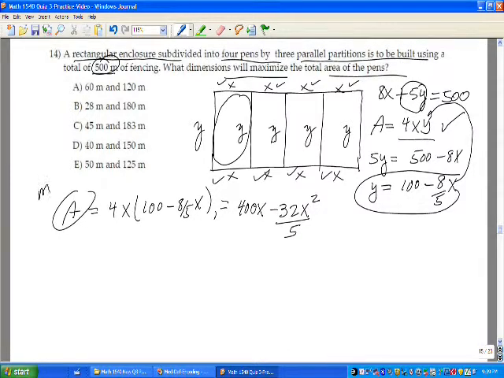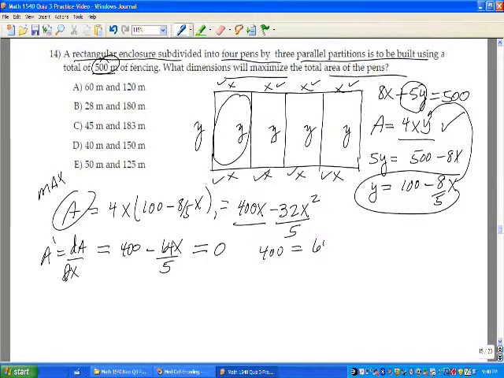Now we want to find the max of this, so we need to take A prime, which is dA/dx, which is equal to 400 minus 64x over 5. And we want to find the critical point, setting the derivative equal to 0. That implies that 400 equals 64x over 5. And so 64x is equal to 2000. And x is equal to 2000 over 64.